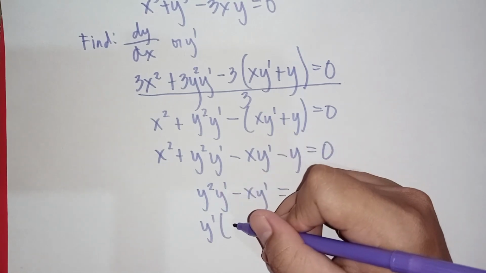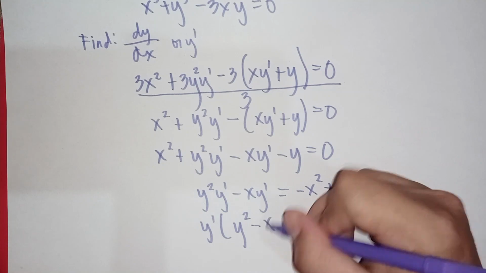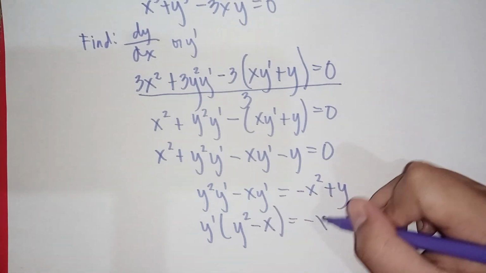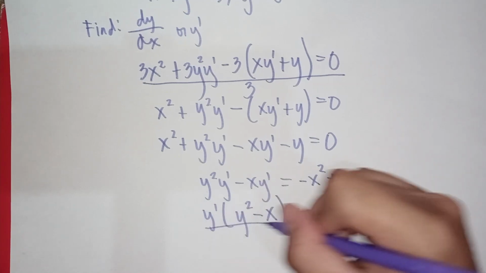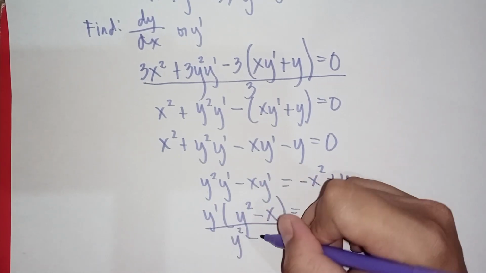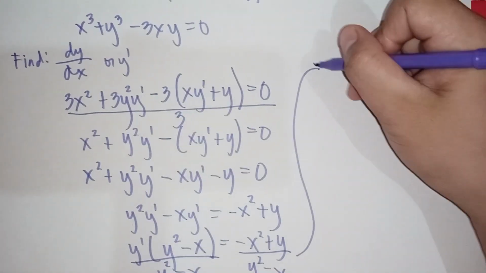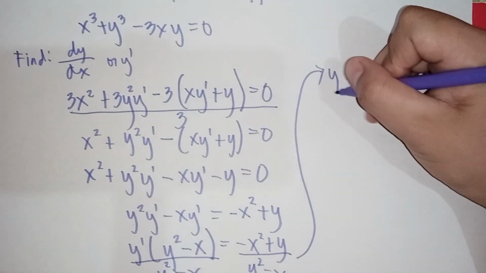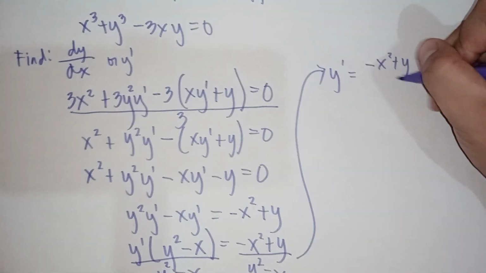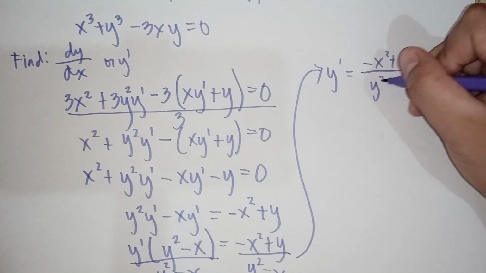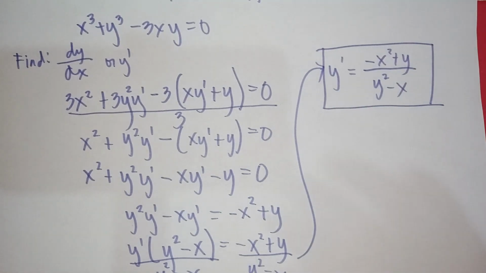So, this is equal to y prime times the quantity y squared minus x, so y squared minus x equals negative x squared plus y. So, para y prime na lang yung matira, we will divide both sides of the equation by y squared minus x. Okay? So, the answer will be y prime is equal to negative x squared plus y all over y squared minus x. Ito na po yung sagot mga boss.